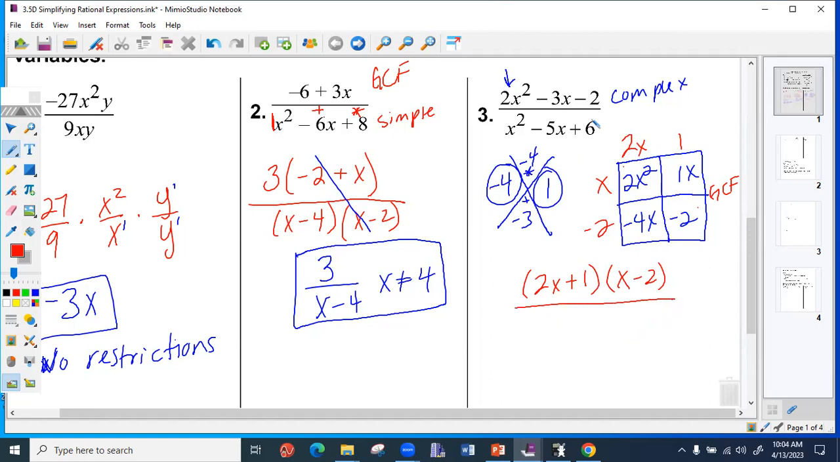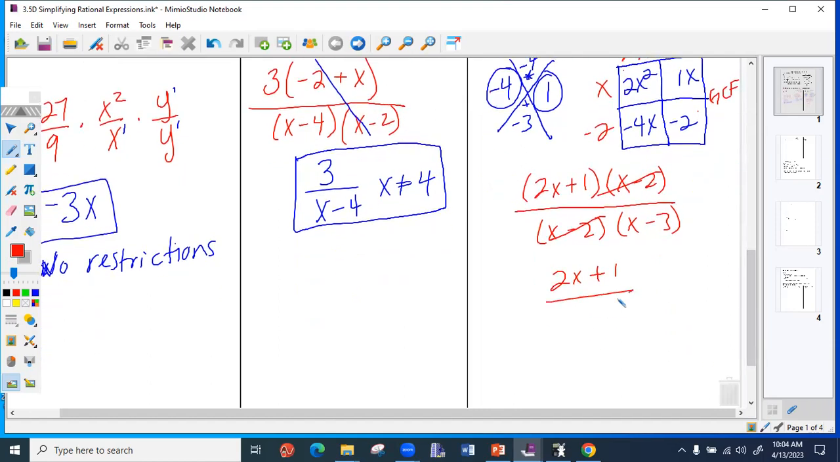Okay, your factors for your denominator, it's simple. So you're just asking what multiplies to give you 6, but adds to give you -5. -2 and -3, good job. And what eliminates? X minus 2. So we're left with 2x plus 1 over x minus 3. What is your restriction? X cannot equal 3. Perfect.